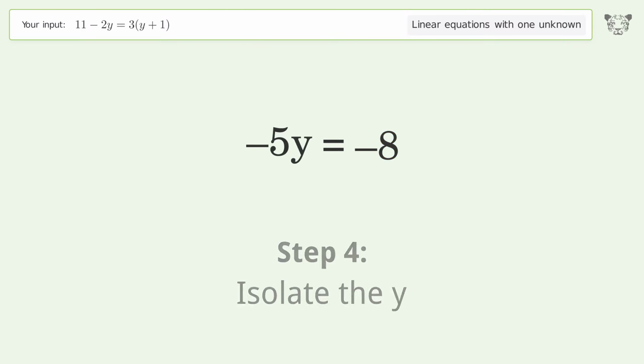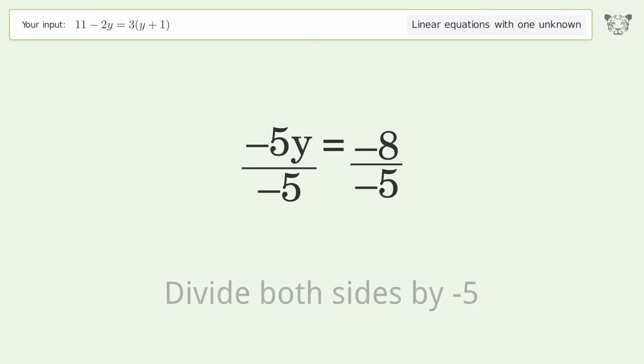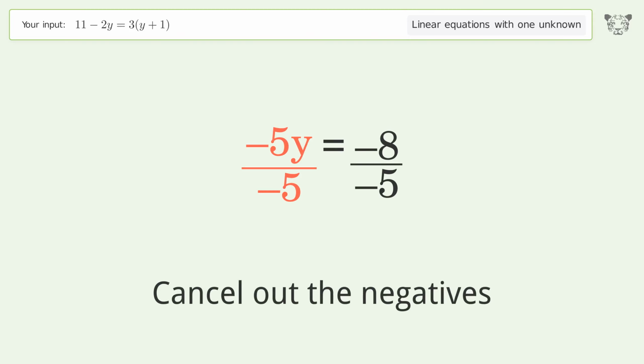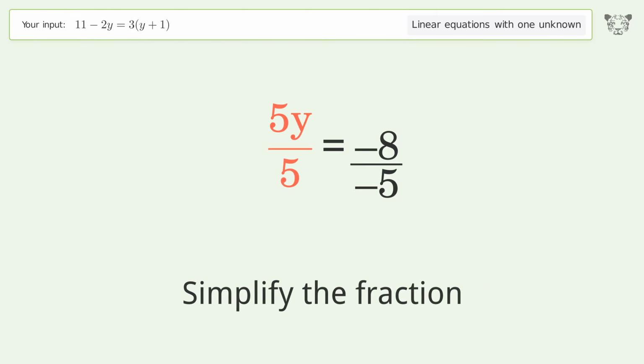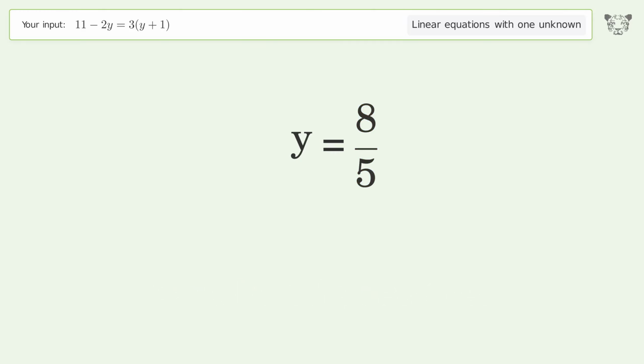Isolate the y. Divide both sides by -5. Cancel out the negatives. Simplify the fraction. Cancel out the negatives. And so the final result is y equals 8/5.